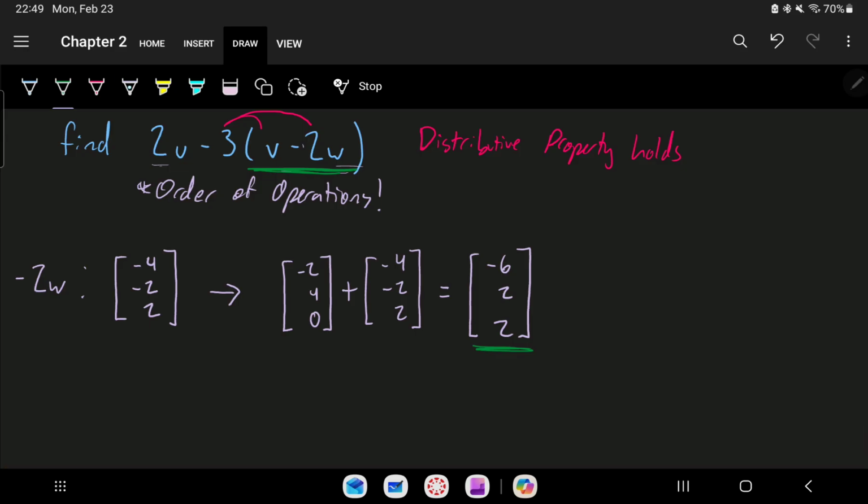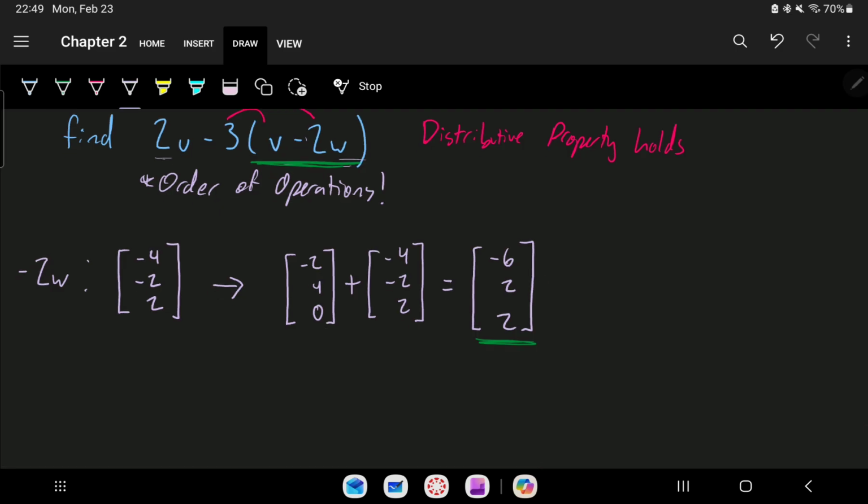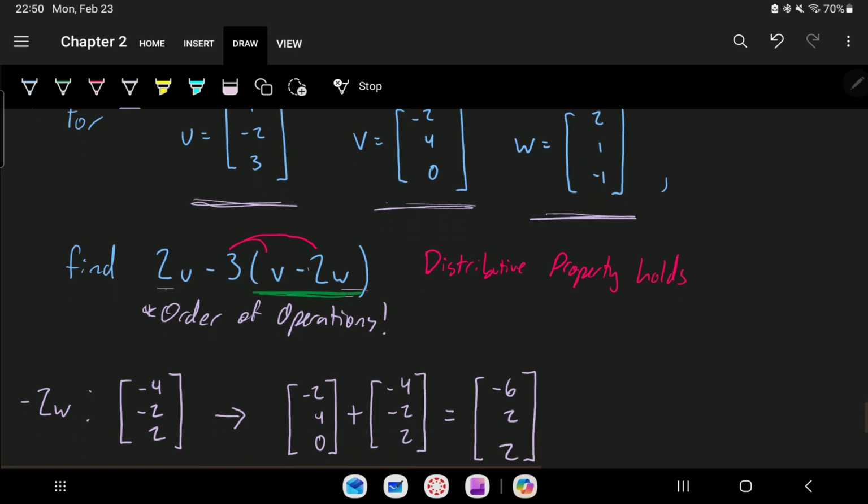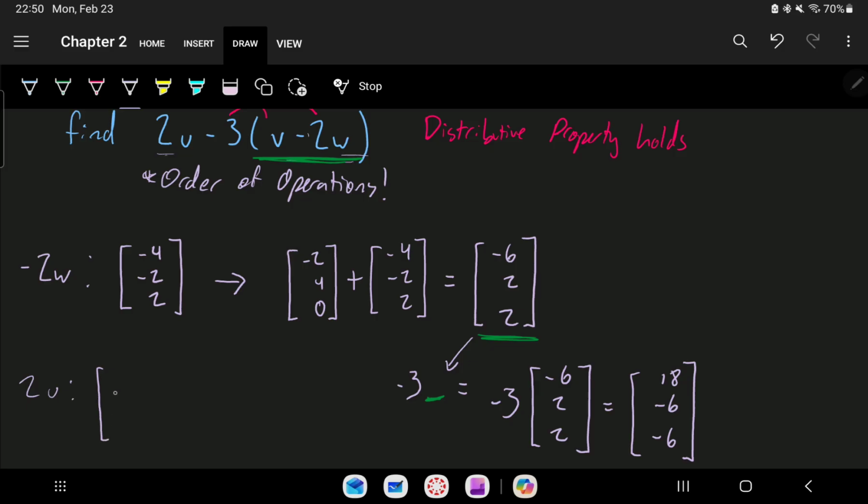Now, next we want to do the scalar multiples. So we're going to have a 2u, and we're also going to have a negative 3 times this. We don't really have a name for that vector. Because of that, I'm going to do that first. So negative 3 times negative 6, 2, and 2. We're just going to multiply each component by negative 3. That's going to give us a positive 18, a negative 6, and a negative 6. And then 2u, well, u equals 1, negative 2, 3. So multiplying each component by 2, we have 2, negative 4, 6.